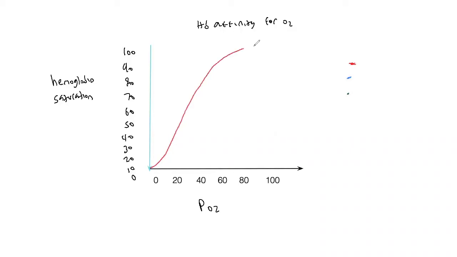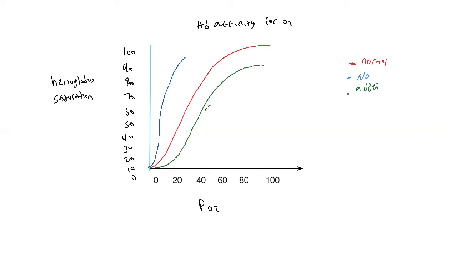All right, it's going to look like this. Now, if there is no 2,3-BPG in the environment, so this is no, and this is normal, then it is going to look like this. If there is no 2,3-BPG, the curve will shift to the left. However, if you add it, the curve is going to shift to the right like this.